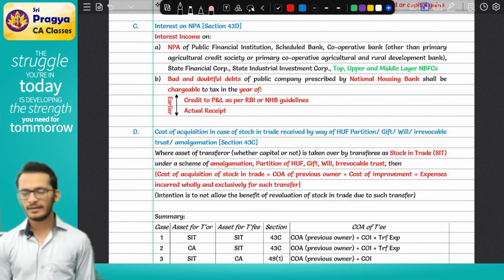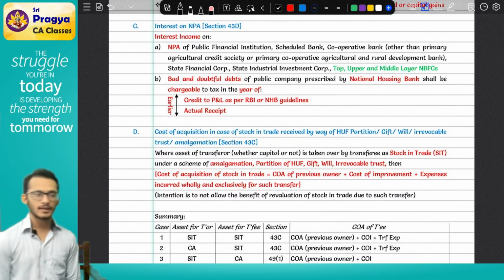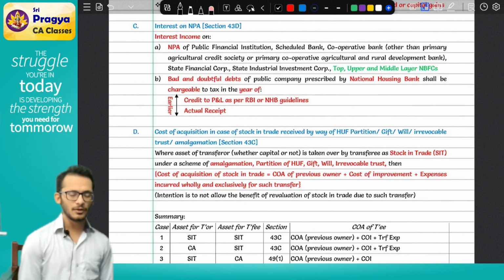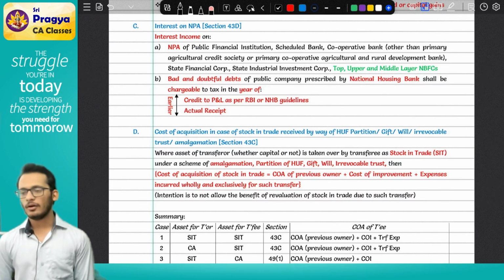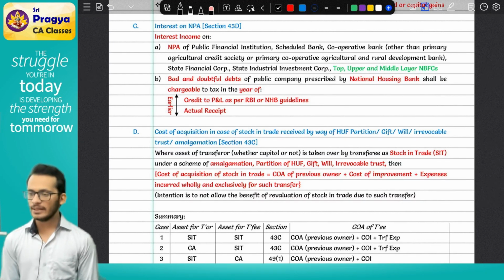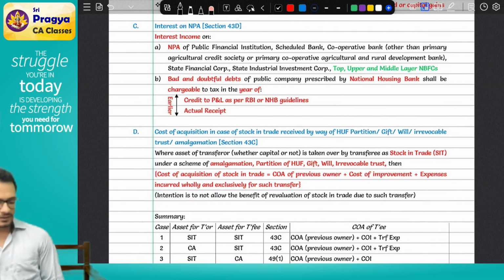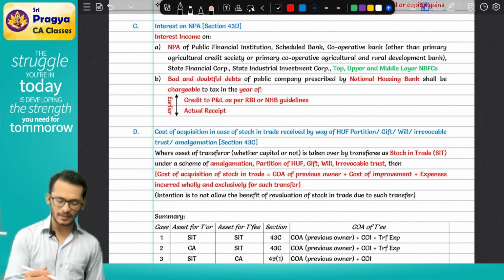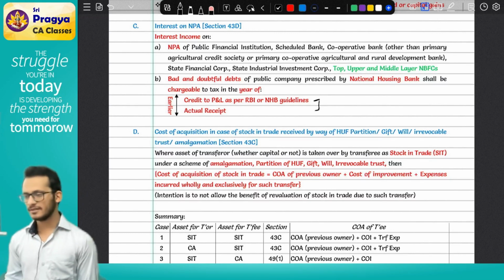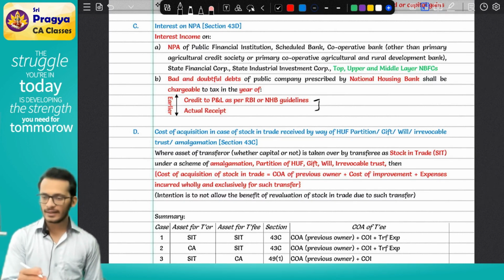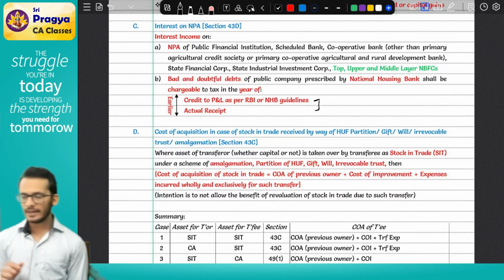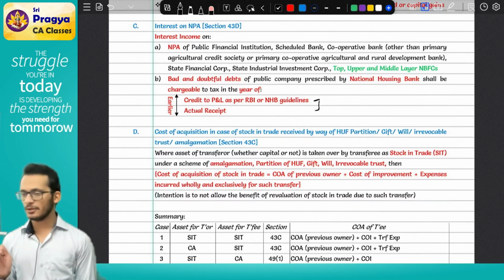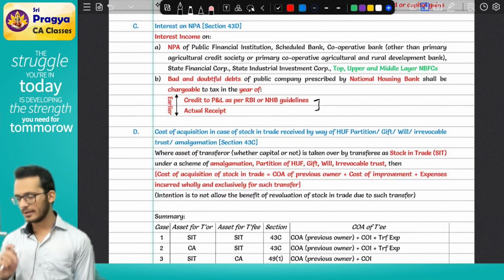Income tax is also clarifying that if you have any interest income from an NPA, I don't expect you to accrue it every year, because the asset is already an NPA. You can offer it to tax in the year in which it is actually received. They have also put credit to P&L as per RBI regulations. RBI regulation says as per receipt, so technically both are the same. In simple words, if you have any interest income from banks or NBFCs on an NPA asset, you will only recognize it in the year of receipt.